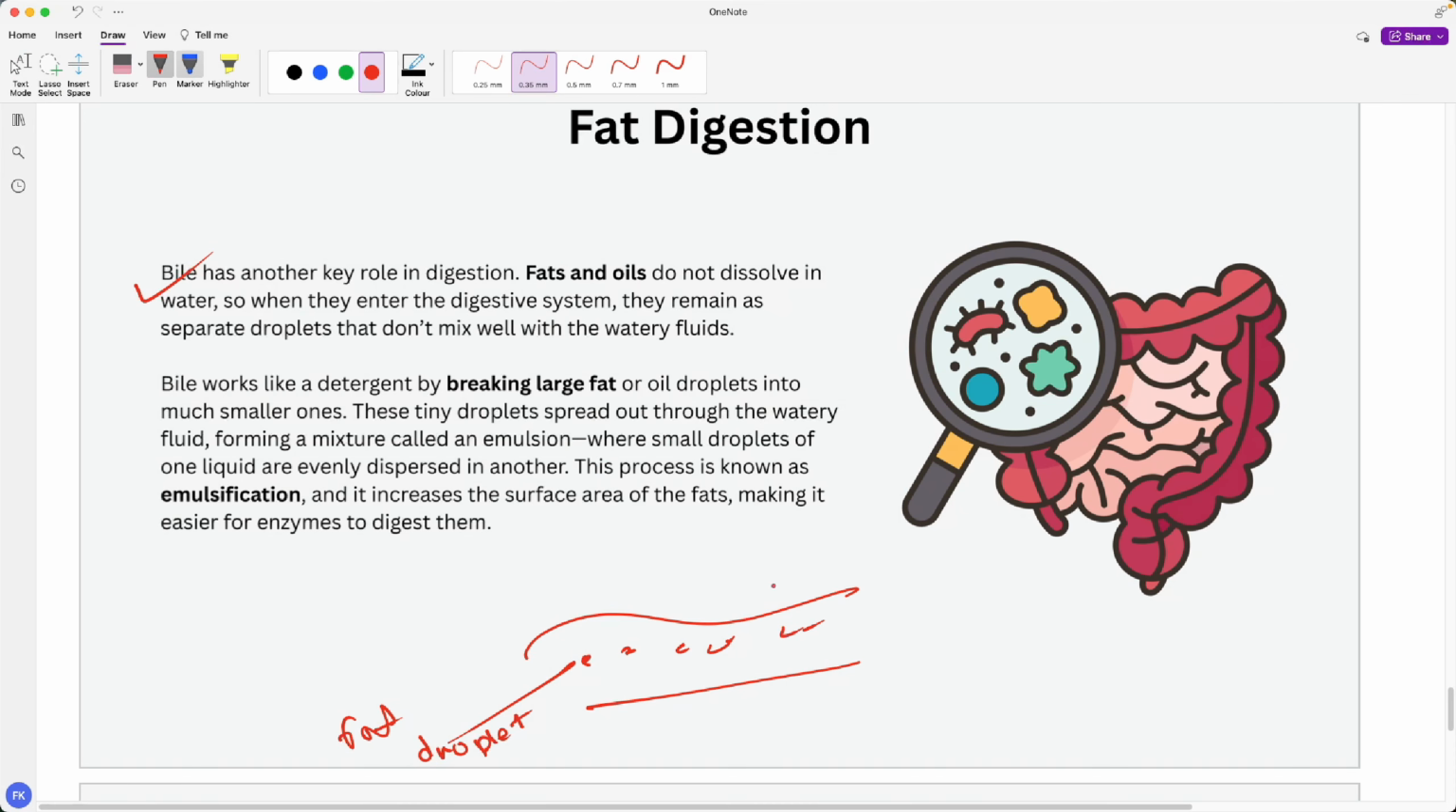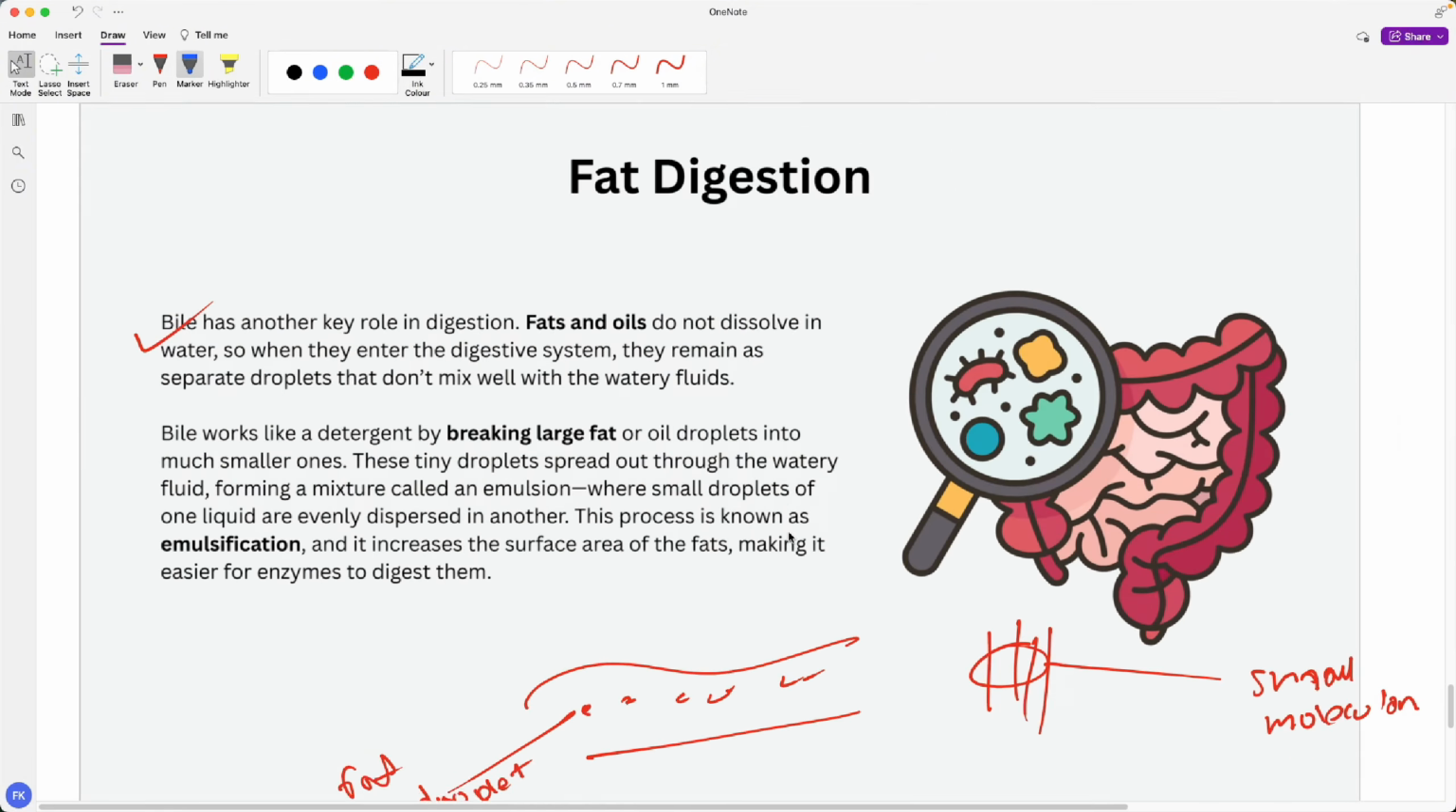Bile, which is secreted from the liver, breaks down the larger fat. Suppose this is a fat molecule, the bile will break it down into smaller molecules, right? That is a particular function of digestion, right? These tiny droplets are spread out throughout the watery fluid, forming a mixture known as an emulsion, where small droplets of one liquid are evenly dispersed in another. This process is known as emulsification. It increases the surface area of the fat, making it easier for the enzyme to digest it.